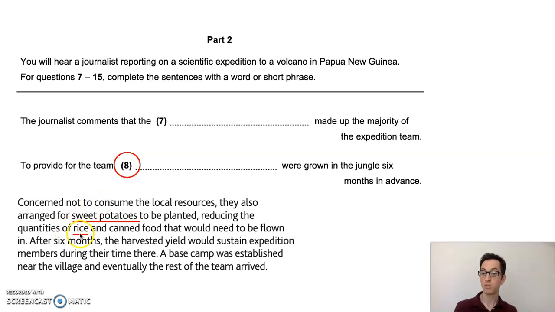Okay, of course, the other reason that rice is incorrect is because the rice would have to be flown there, and that's the reason why sweet potatoes are being grown in the jungle. Okay, sweet potatoes then is the answer. Notice that potatoes on its own would not be correct, and that's because that is not the full noun. So if you wrote only potatoes in this case, that would not get the mark.